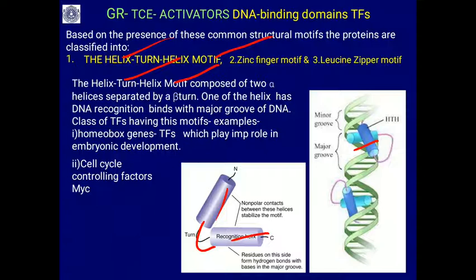You find this in the homeobox gene transcription factors, which play an important role in embryonic development and differentiation. Those transcription factors have these helix-turn-helix motifs. Similarly, the cell cycle controlling factor Myc gene transcription factor has this motif, and it makes contact with the major groove of the DNA and modulates the transcription.